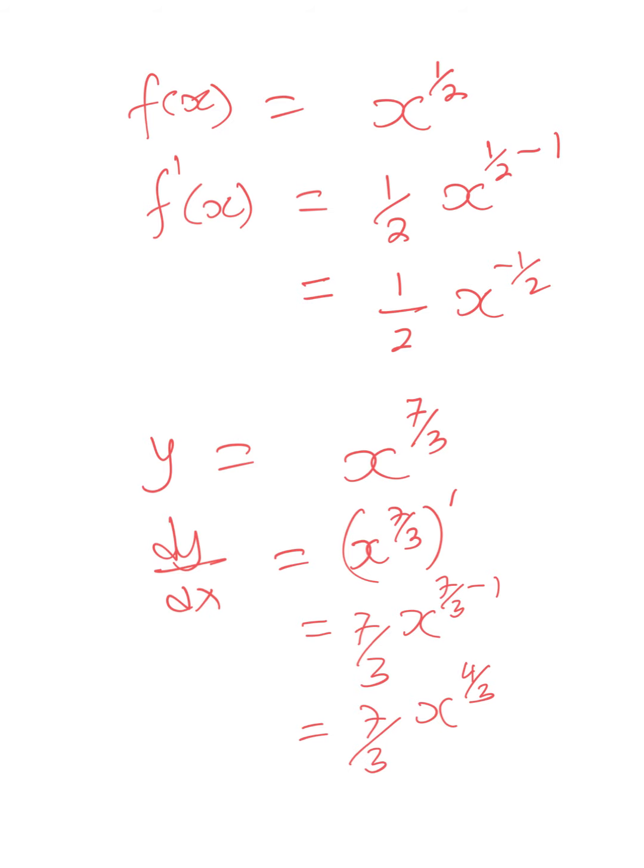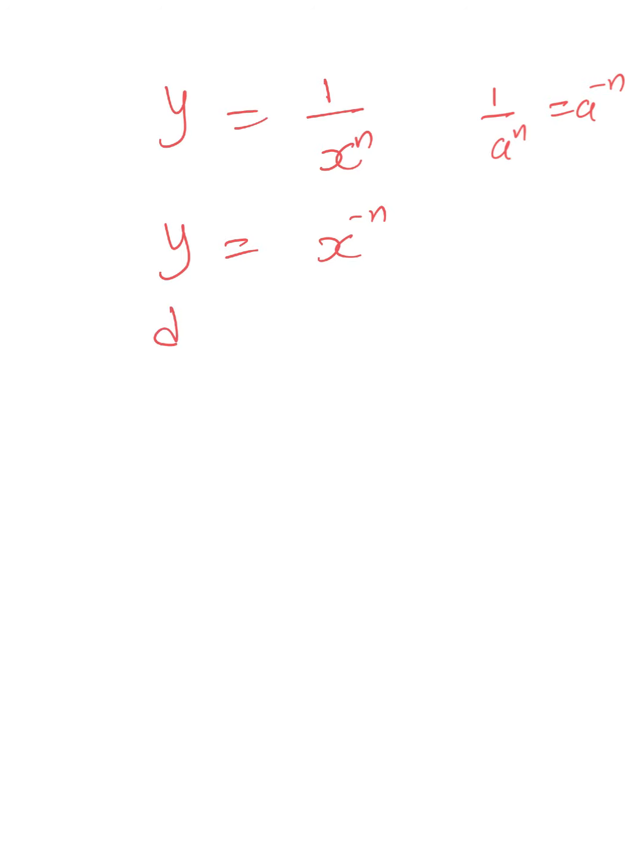What about if the power is in the denominator? If I have y is 1 over x to the n, the trick is simple. First, use a rule of indices that says if you have 1 over a to the n, then this is a to the minus n. So we write this as y is x to the minus n.